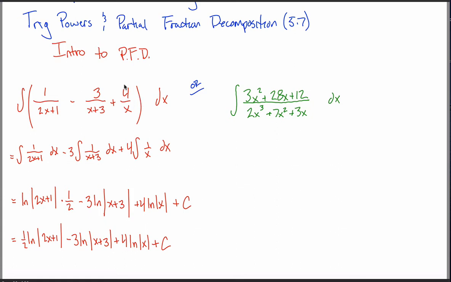The way I made these examples is I started out with red and I changed that into green. And going from red to green isn't too bad. The bad news is going from green to red is difficult. And going from green to red is this technique called partial fraction decomposition. And it's what we'll spend the rest of the video on.